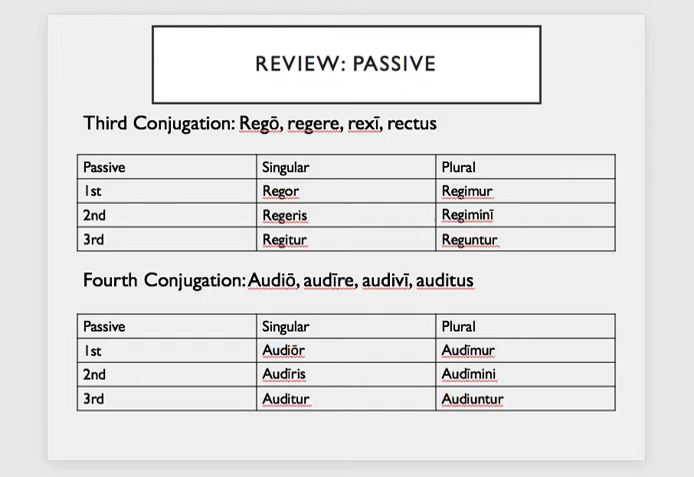Okay, now let's look at the passives. Same thing as before, pause the video and try and identify where we are seeing differences in the passive forms of the third and fourth conjugation. And as I did before, pay attention to those macrons.